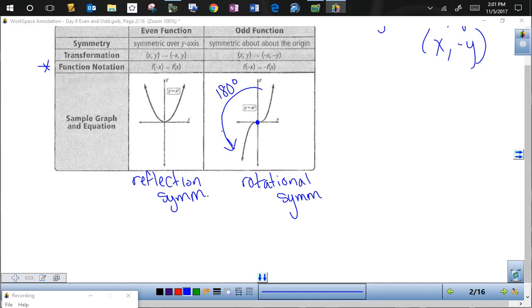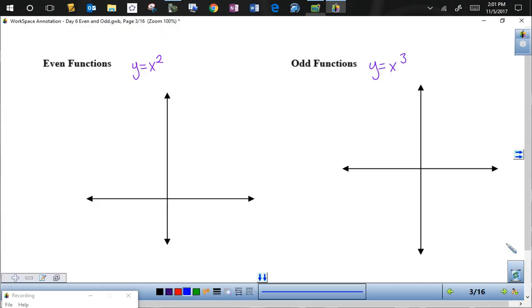We're going to draw a little bit of a picture. Under even and odd, we will redraw these pictures and add some more details. For our even function, we're going to look at y equals x squared, the basic parabola. And for our odd function, we're going to look at y equals x cubed, the cubic function. We will sketch this as best we can here, a parabola, so that we can talk about some of these points and really understand the function notation here.